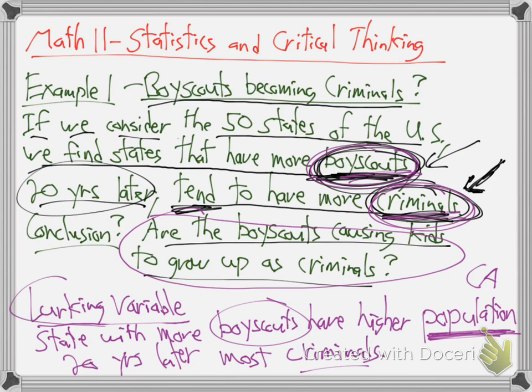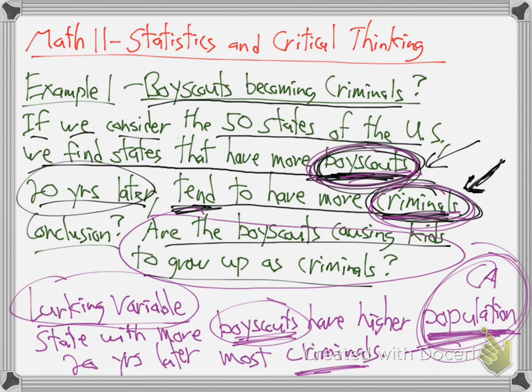The lurking variable, lurking meaning hiding, the hiding variable, what's really causing both these things? What's really causing states to have more Boy Scouts and more criminals 20 years later is that they just have more population. They have more of everything. They have more honest people, more businessmen, more scientists, more street people, more criminals, more Boy Scouts, more Girl Scouts, more everything. They just have more population.